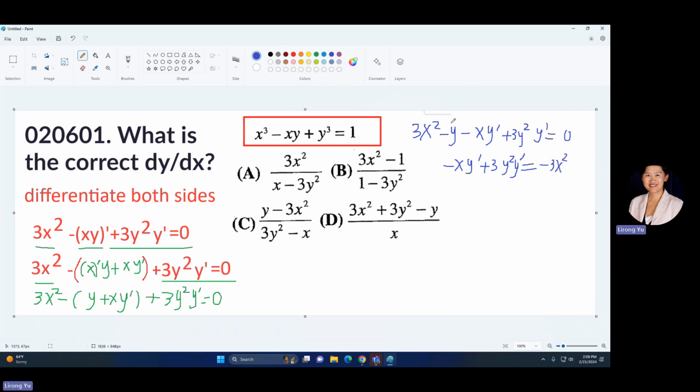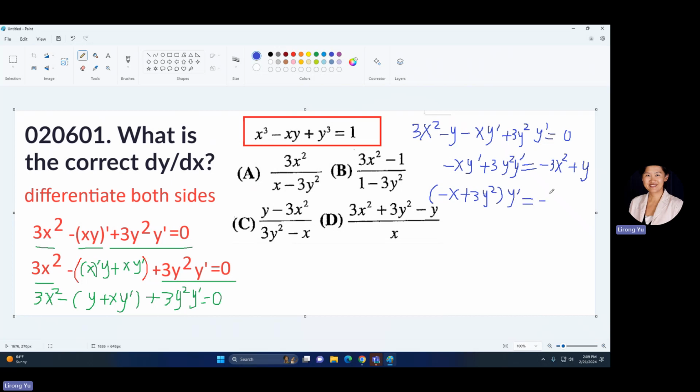This is gone. And plus the y. The plus y, they'll cancel the negative y. But then you have to have the plus y. That's what happens. And the final step is get y prime factored out. That's y prime. Everything else is negative x plus 3y squared. It's other than the y prime part.